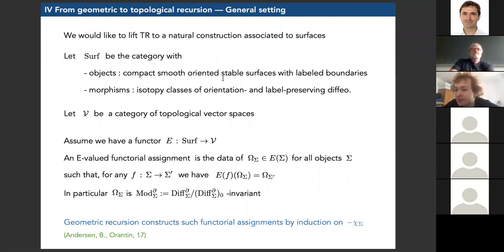Like in TQFT, this category is too complicated. You want a representation of it. So let's assume that you have a functor from Surf to some category of vector spaces. You have to impose some condition on this category to make what I'm going to say work, but I'm going to skip this.